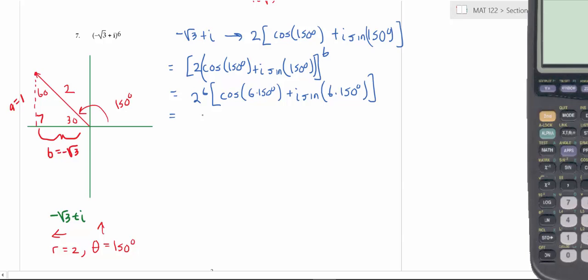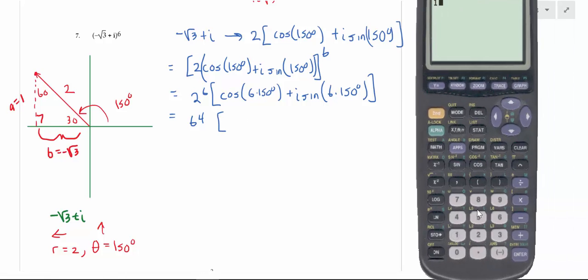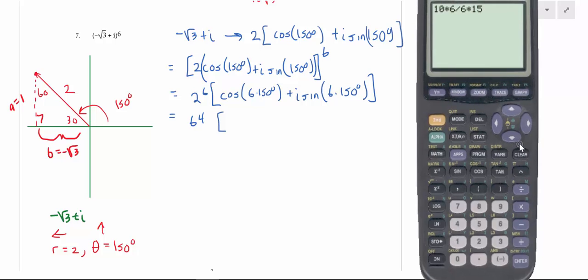Okay, so we can do this. So 2 to the 6th, I think, is 64. And then if you do 150 times 6, I think that's 900, because 15 times 6 is 90. What am I doing here? Okay, 6 times 150 is going to give 900 like I thought. So we've got cosine of 900 degrees plus i times the sine of 900 degrees, like that.